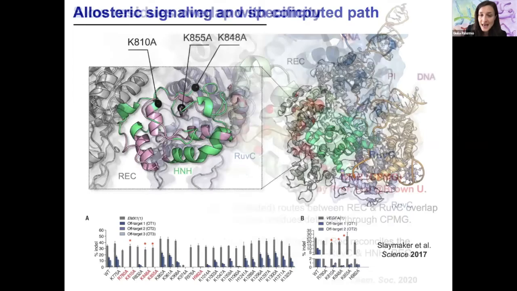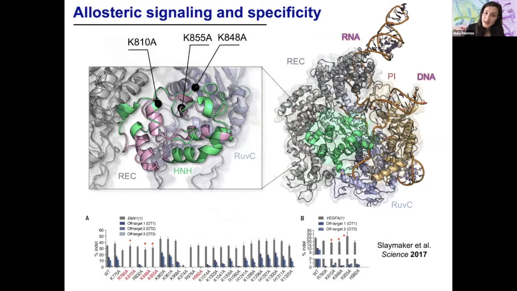So once we identified this pathway that you see here depicted in pink from the recognition to the nuclease lobe, we decided to investigate what is the effect of point mutations in HNH that have been shown to improve the specificity of Cas9 against off-target effects. Are these mutations improving the specificity because they exert some effect on the allosteric pathway, on the signal transmission?